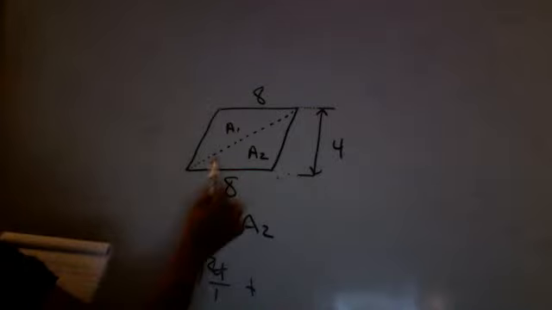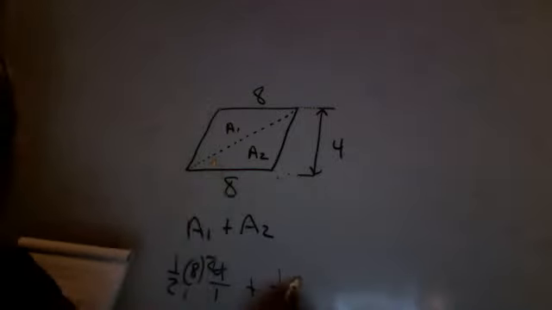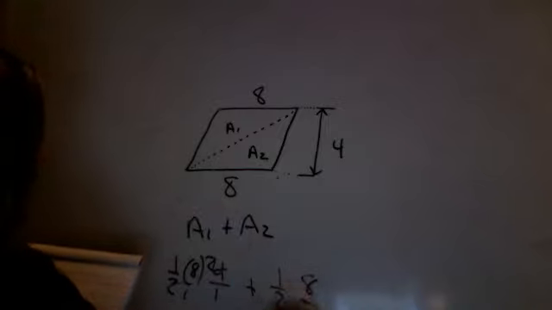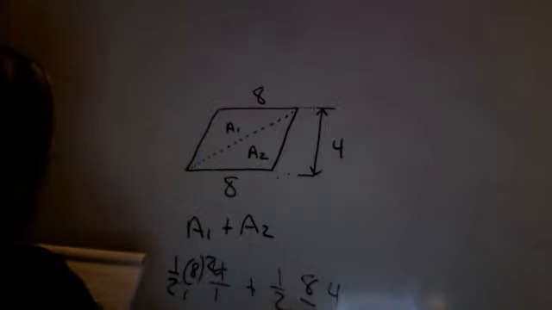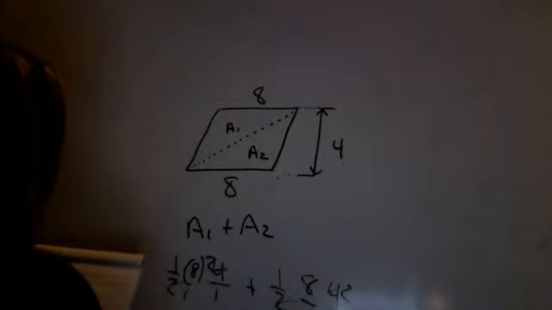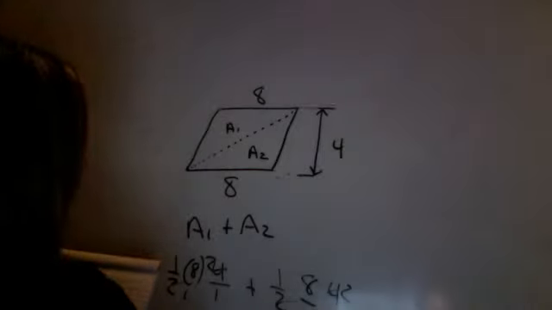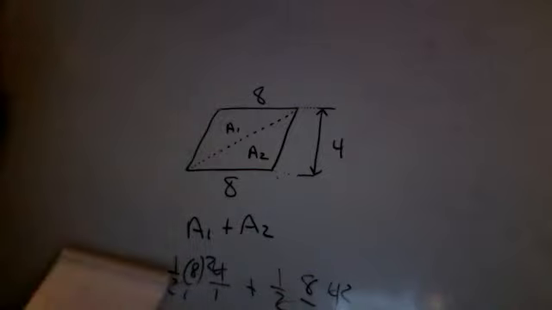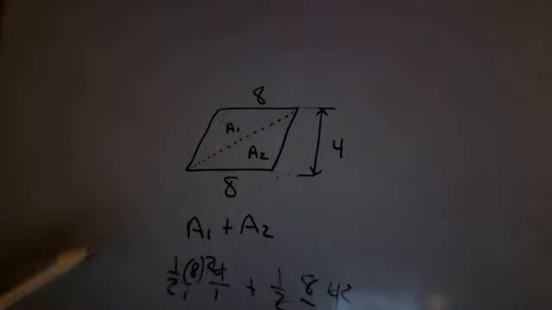Let's look at A2. Again, you have 1/2 times your base, which is 8, and your height, which is 4, which is 16. So therefore, your area is 32 square units. It's as simple as that. You just add the 2 together.